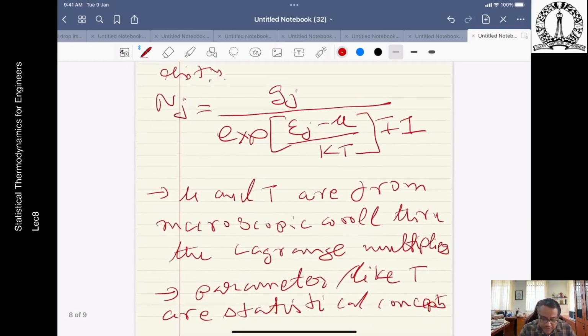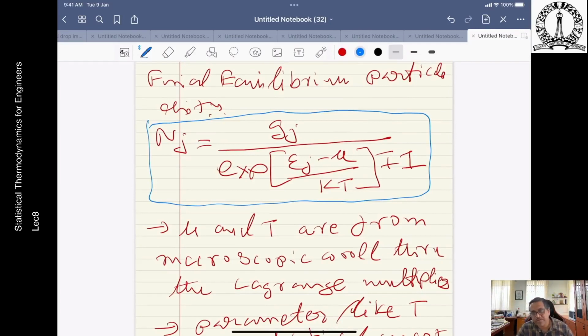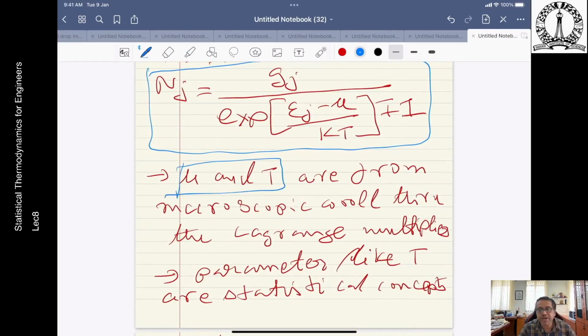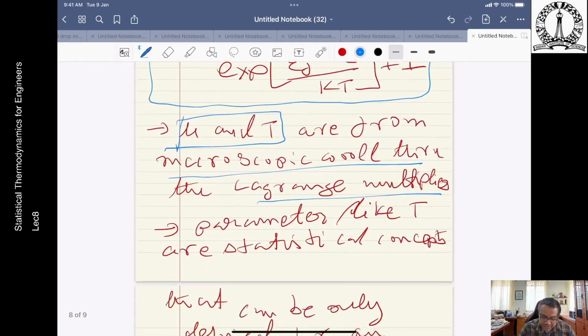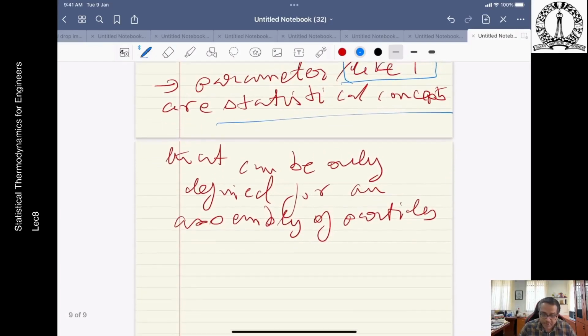So what we have done over here, just to have a quick recap, this becomes your final equilibrium particle distribution, depending on whether it is a boson or a fermion. And mu and t, the chemical potential and temperature, are from the macroscopic world, and enter through the Lagrange multipliers. And the important concept is that a parameter like temperature is basically a statistical concept that can be only defined for an assembly of particles. So this is like a new insight of what temperature is.